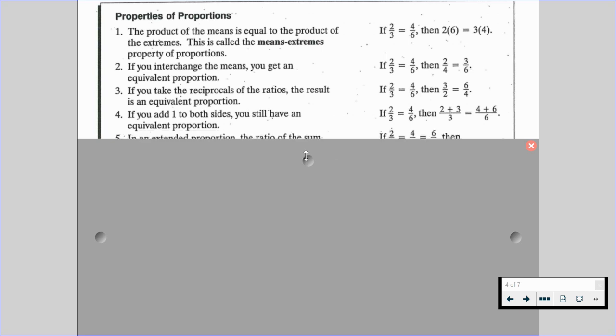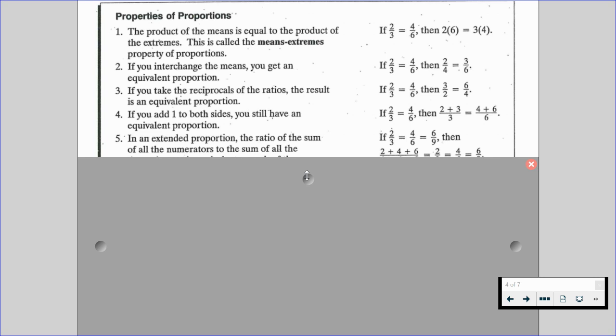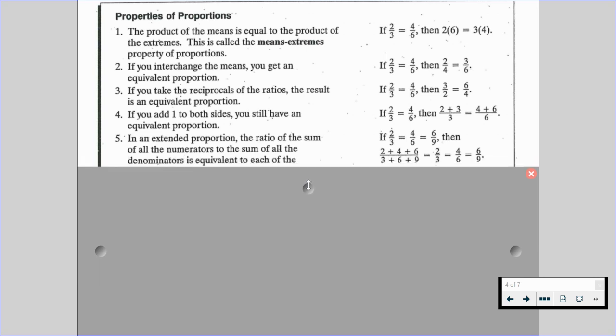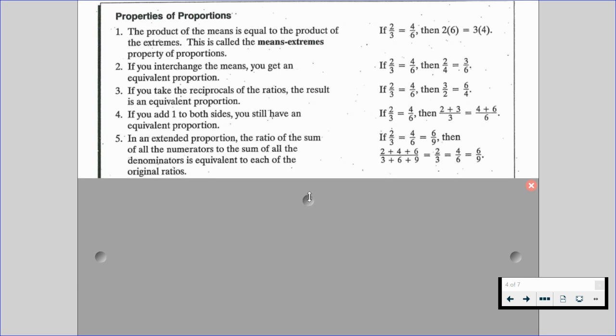Number 5: in an extended proportion, the ratio of the sum of all the numerators to the sum of all the denominators is equivalent to each of the original ratios. So if I have 2 over 3 is equal to 4 over 6, which is equal to 6 over 9, then the sum of my numerators, 2 plus 4 plus 6, over 3 plus 6 plus 9 is still going to be an equivalent ratio at the very end.